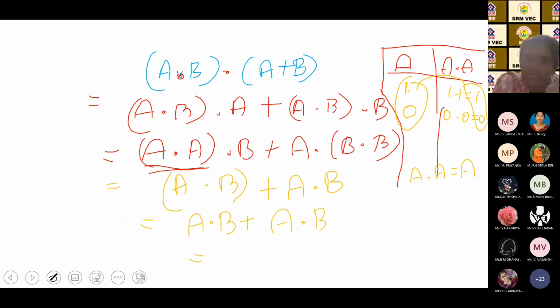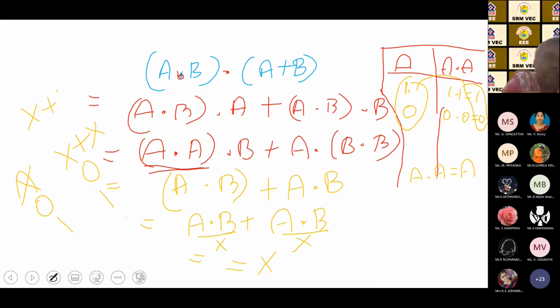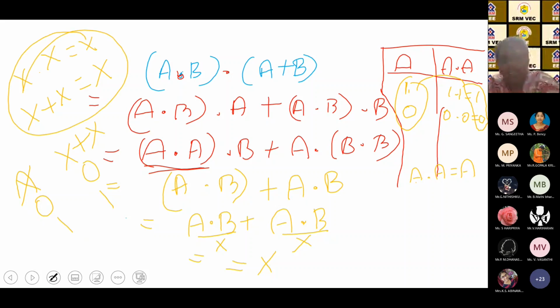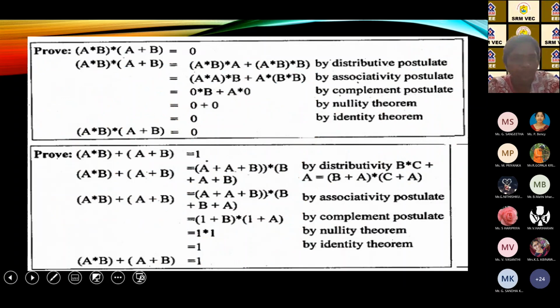Now again, A plus A. If I take this as X and this is X, then X plus X is X. How is it possible? If I take X plus X, when X is 0, 0 plus 0 is 0. When it is 1, 1 plus 1 is 1. So for X plus X, it is X. Similarly, for X into X, it is X. Please note this. These are simple equations you can easily remember.